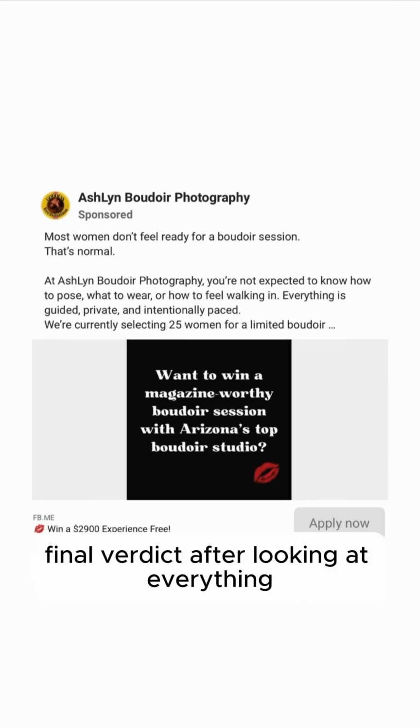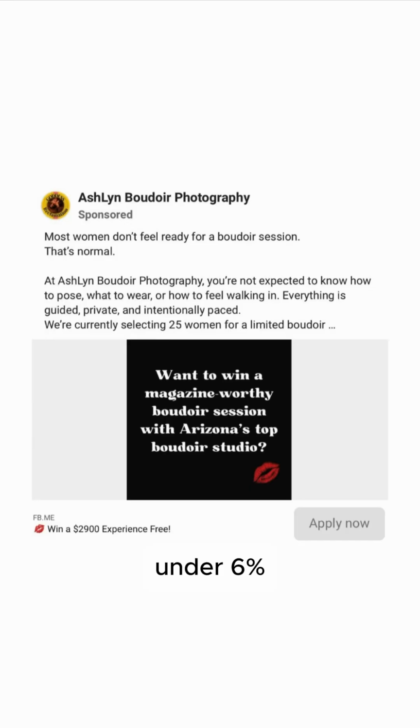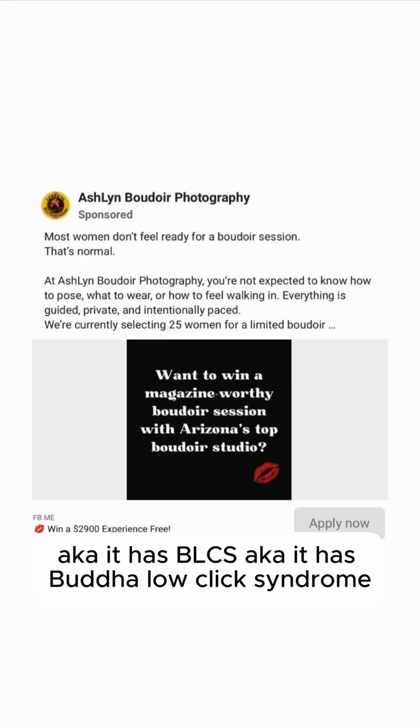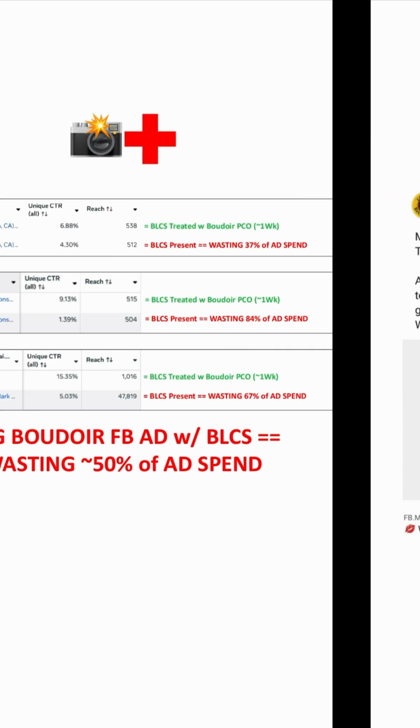All right, final verdict. After looking at everything, do I believe this boudoir Facebook ad has a unique CTRL under 6%, aka it has BLCS, aka it has boudoir low click syndrome? Yes, I do. I believe this is a BLCS specimen.